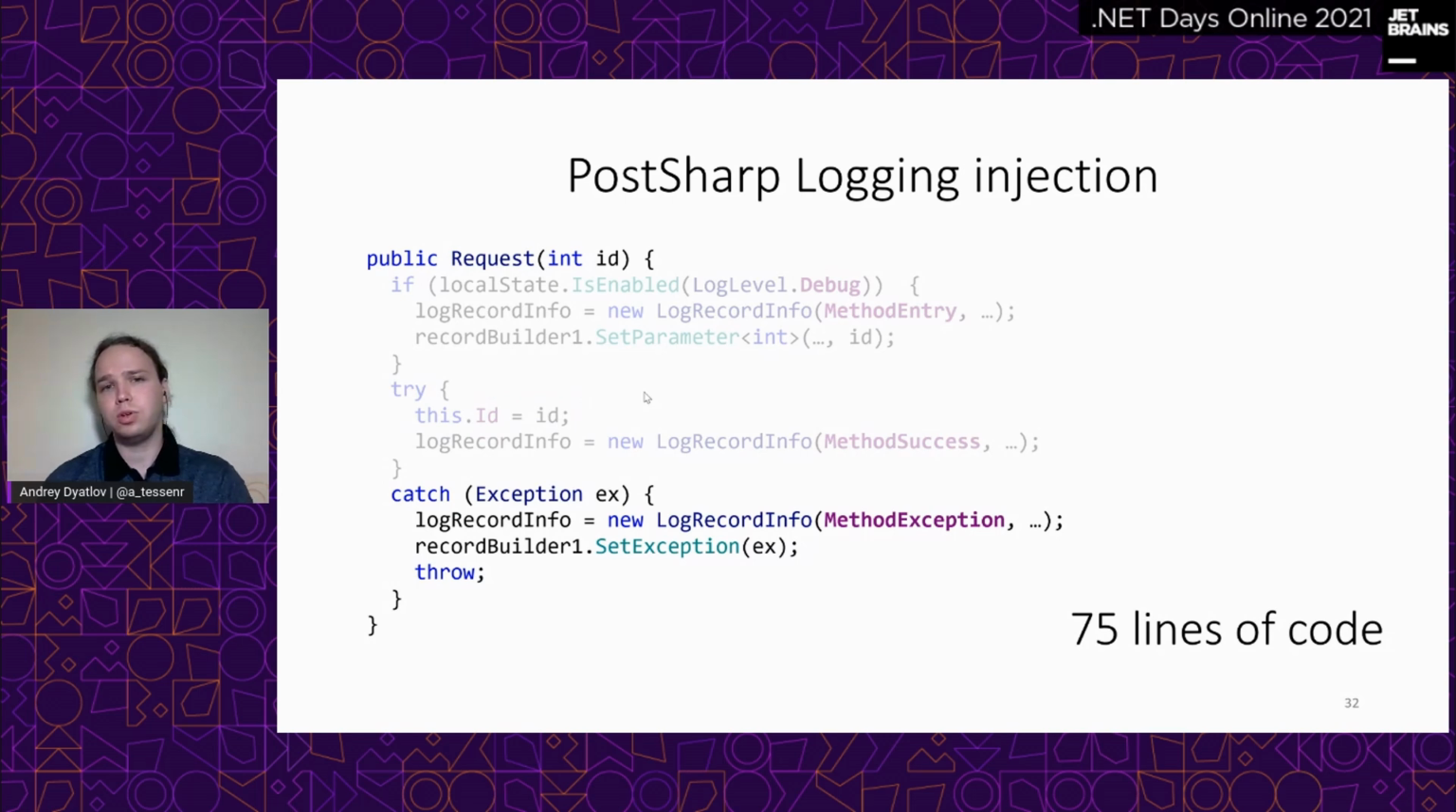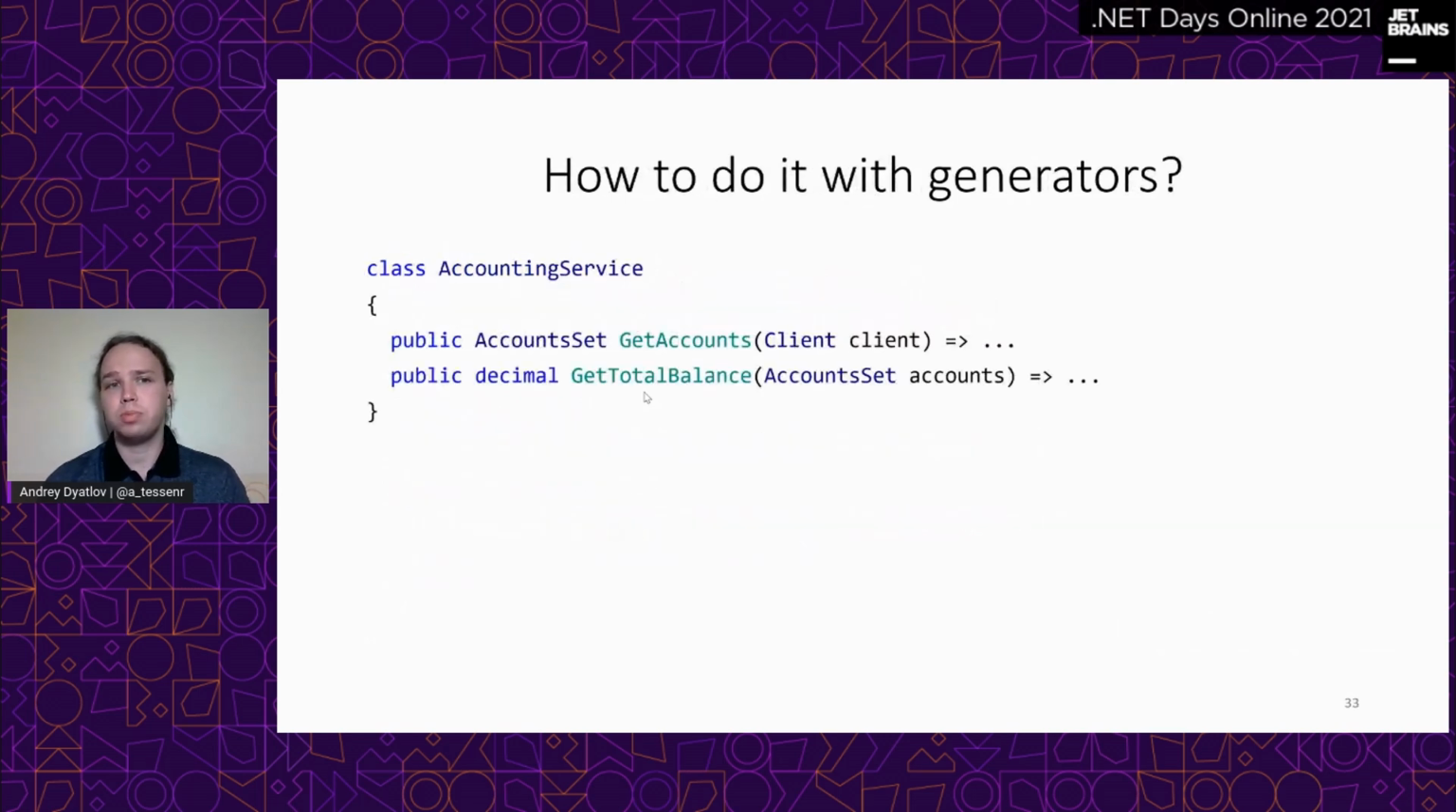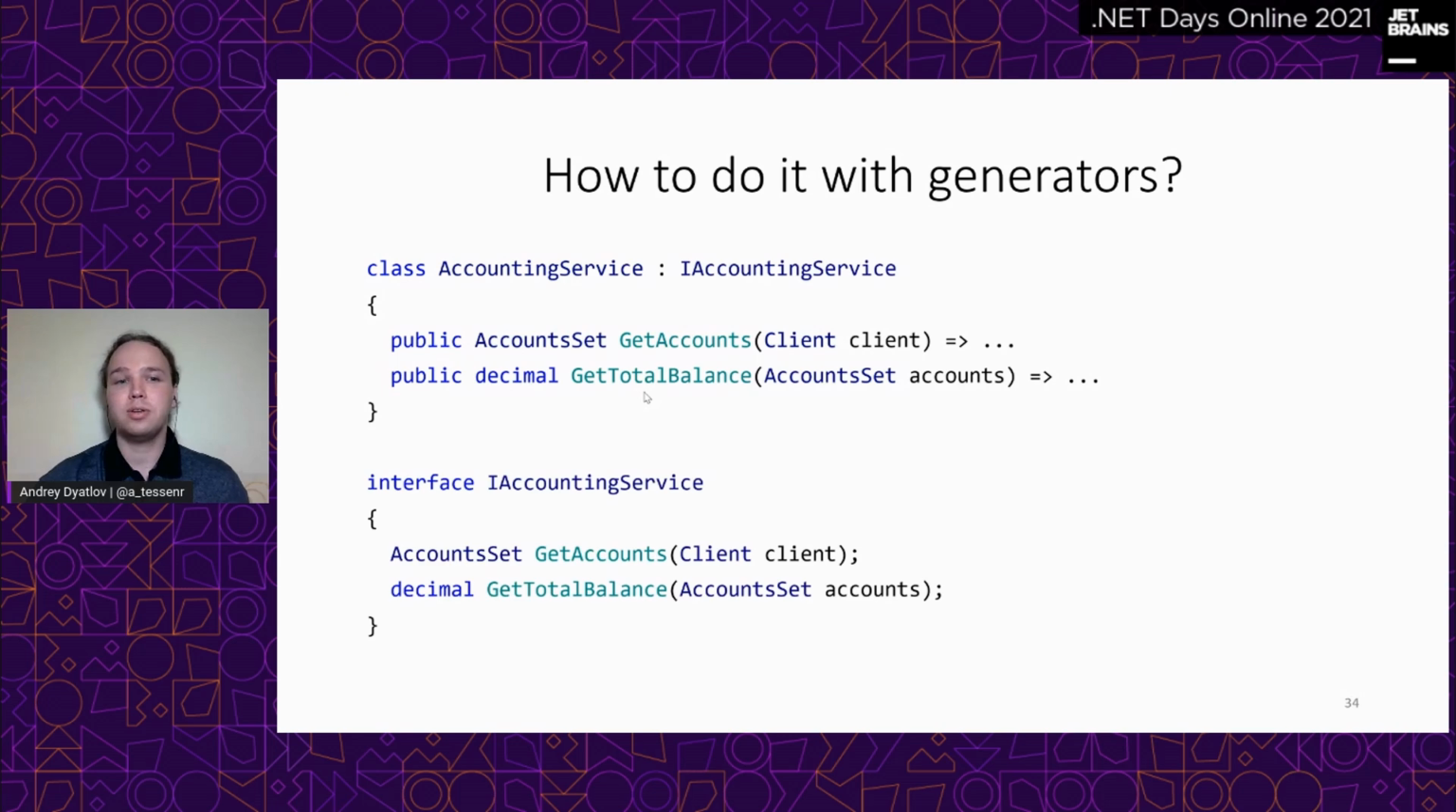So can we do this with source generators? For example, here there is some service that might be part of some bank service, for example, to get clients' accounts and get their balance. And in object-oriented programming, if you want some extension point, you simply add another layer of abstraction. So let's introduce an interface for this service.